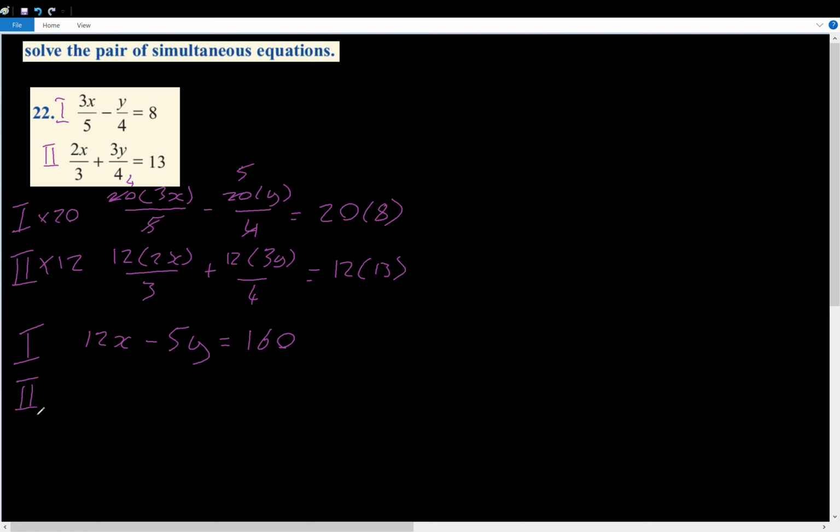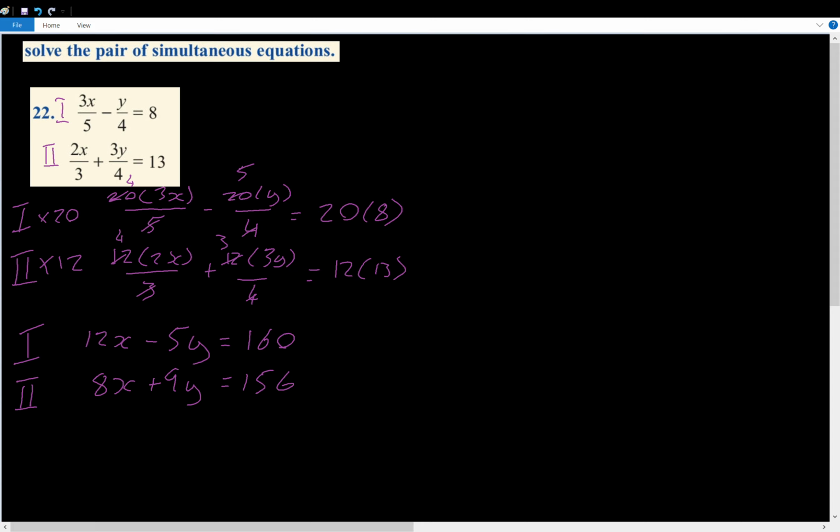And in our equation 2, 12 divided by 3 is 4, and 12 divided by 4 is 3. So we're going to have 4 times 2x, which is 8x, and 3 times 3y, which is 9y, and that's going to be equal to 12 times 13, which is 156.